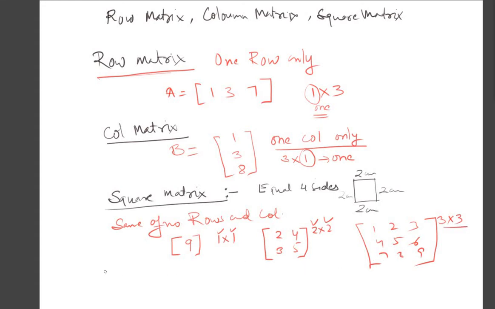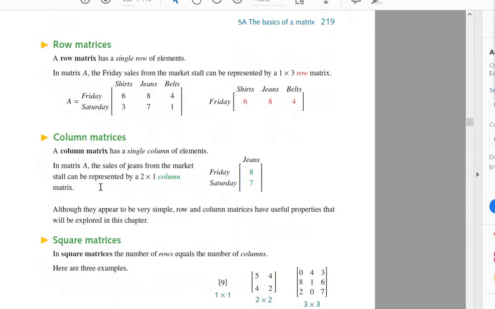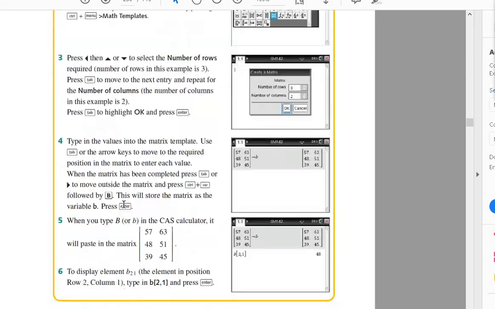So your square matrix is in the form of n cross n. That means whatever will be the number of rows, same will be the number of columns. And I can go on making it a 4 cross 4 or 5 cross 5 or 6 cross 6 and go on till any number that I wish to. Okay, make sense? All right, so we talked about square matrix.